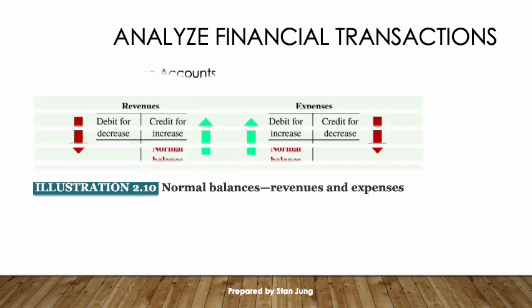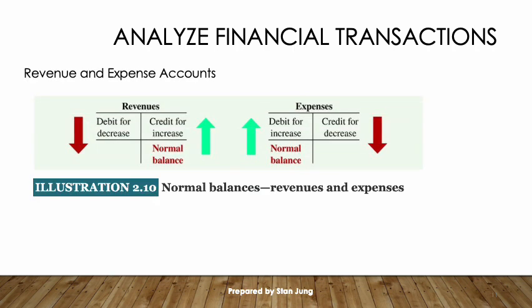And finally, let's take a look at the revenue and expense accounts. And now we can see here, increases in revenue. The normal balance is a credit balance. And therefore we're going to show increases in revenues with a credit entry, and decreases in revenue as a debit entry. Expenses are going to be the exact opposite.